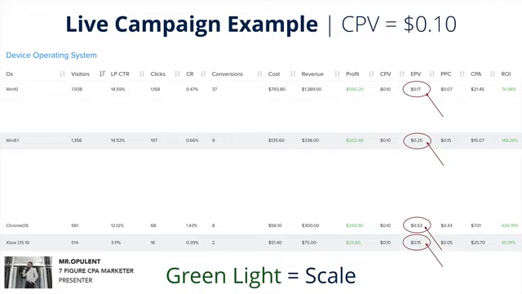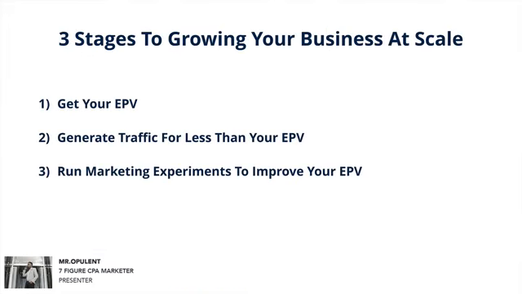So again, we utilize the traffic light bidding strategy for every single variable within our campaign, not just operating systems, but our ads, our landing pages, our specific offers, anything. We want to always look at it from a traffic light bidding strategy. And we ideally like to spend at least 3x of the payout of the offer before we make any adjustments on our campaign. Now, the 3 stages to growing your business at scale.